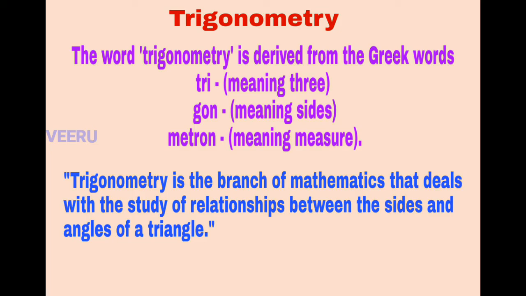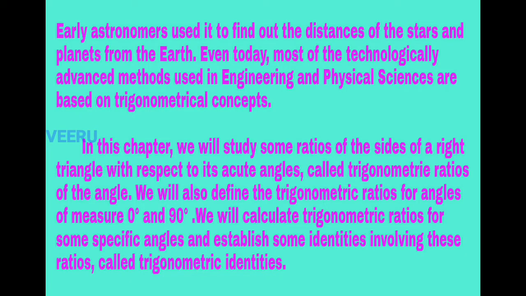triangle. Early astronomers used trigonometry to find out the distances of the stars and planets from the Earth. Even today, most of the technologically advanced methods used in engineering and physical sciences are based on trigonometrical concepts.